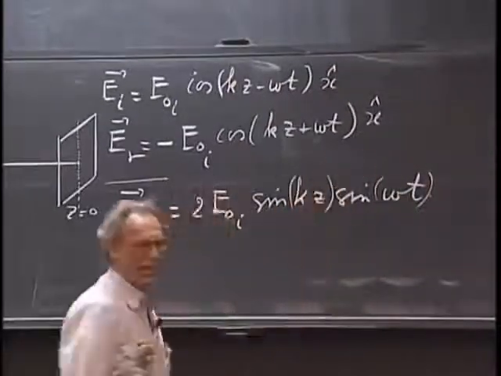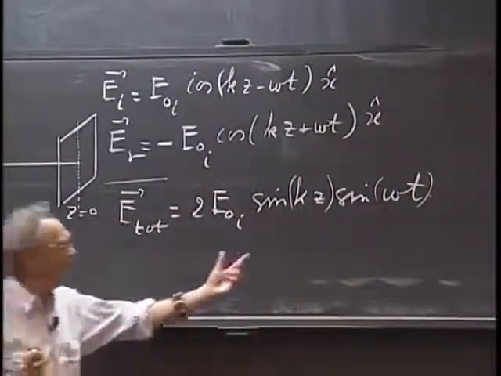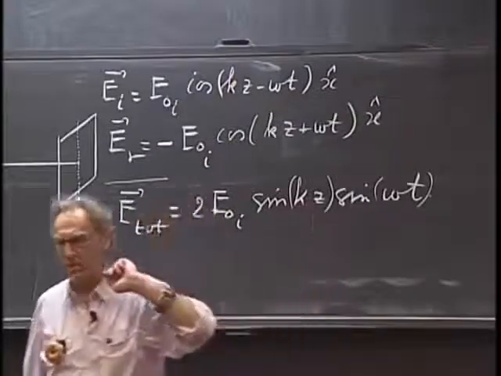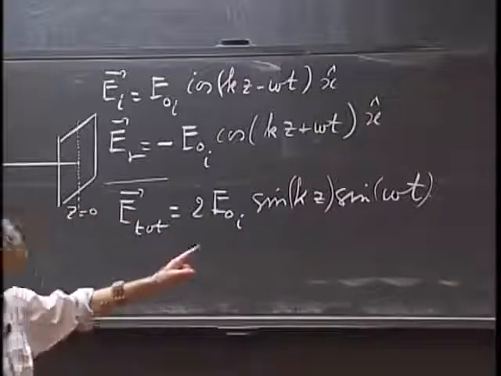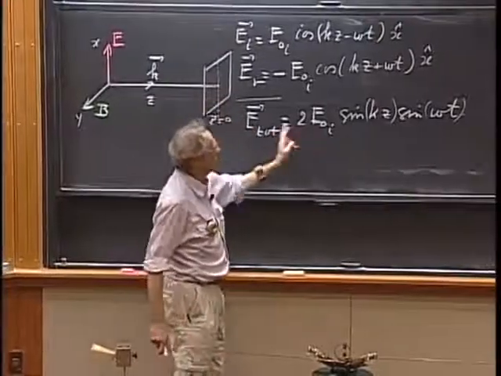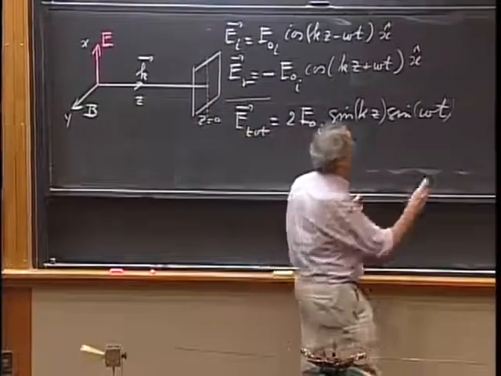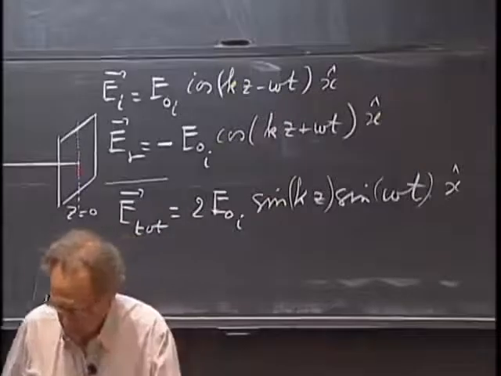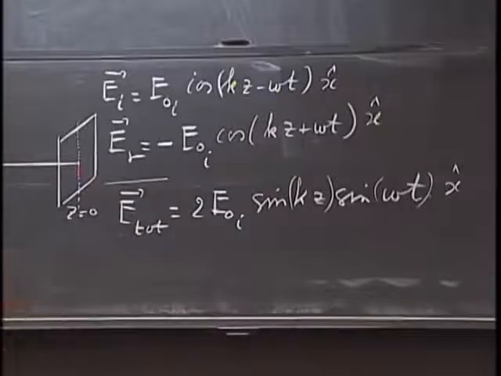And that is a standing wave. All the spatial information is in here, and all the time information is in there. And indeed, if you substitute in there z equals 0, notice that the E field is always 0. This, by the way, is in the x direction. And so we have a standing wave now.